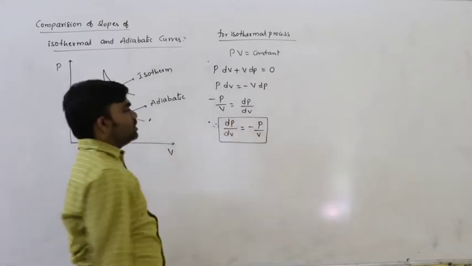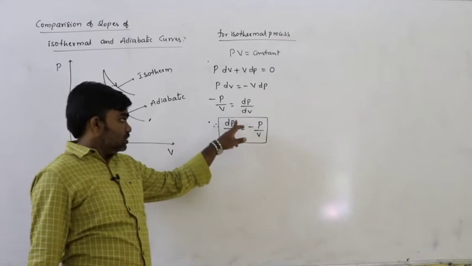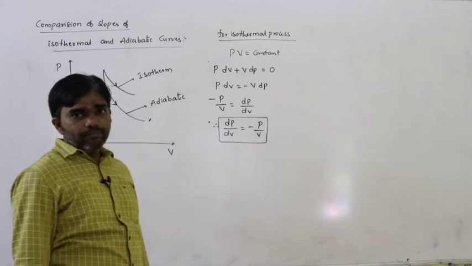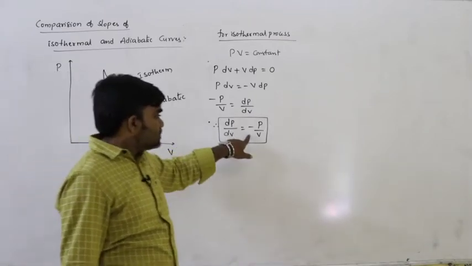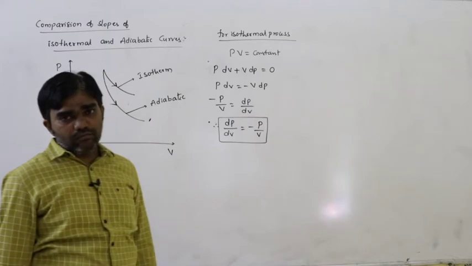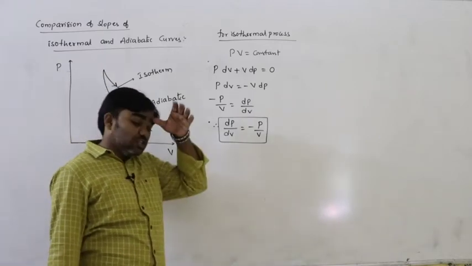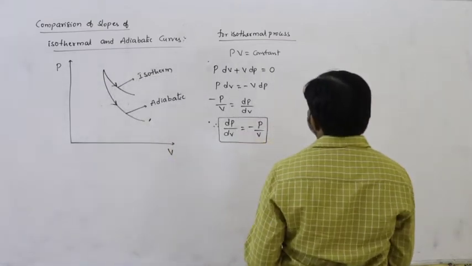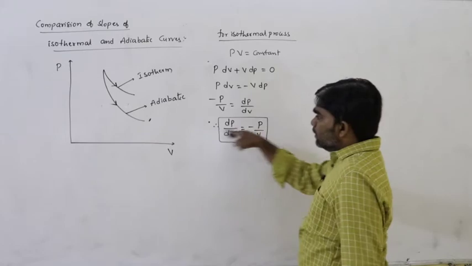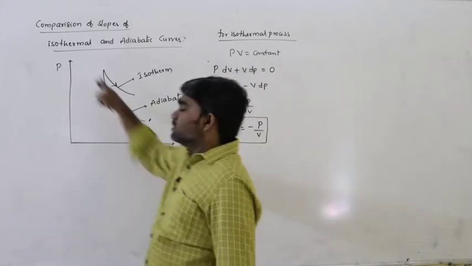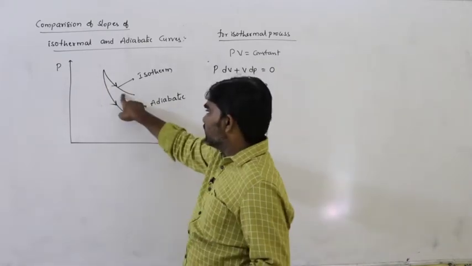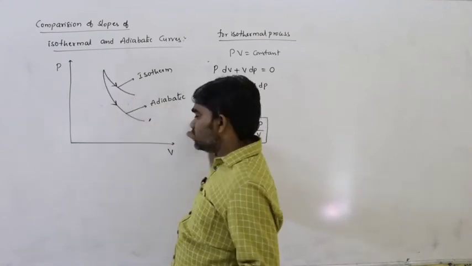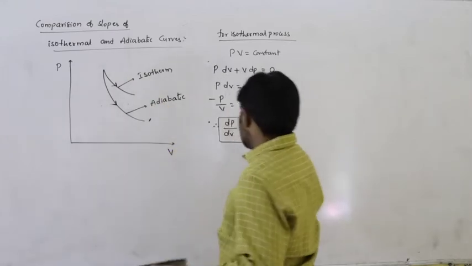Change in y component by change in x component, that is equal to minus P by V. This is the slope of the isothermal curve. The slope is negative because as the x component increases, the y component decreases. This is the shape of the isothermal curve. That means if the x component increases, the y component decreases. That's why the slope is negative.